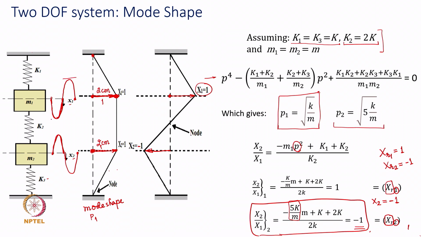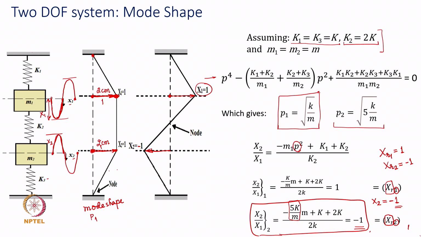It should be noted that the amplitude will remain the same, this x1 and x2, both of them will have the same amplitude because the ratio is 1. The only thing is their sense or their direction of motion will flip at the same instant of time. So, at any instant of time, if m1 is moving downwards, m2 will move upwards, and when m1 is moving upwards, m2 will move downwards. So, that is how these two will maintain a ratio of -1.